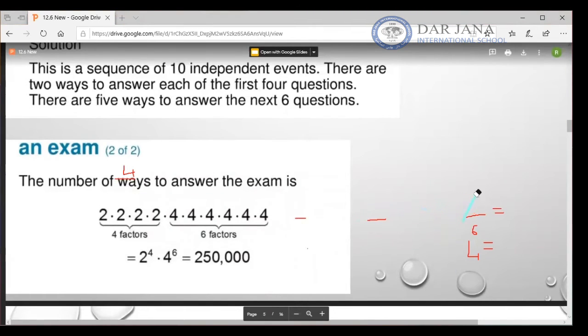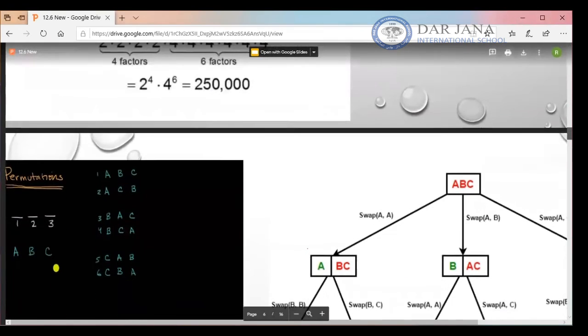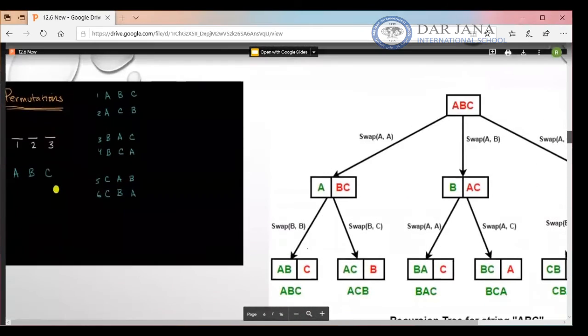Okay. Now till now, what we worked on, which concept? I have events, and I have choices, and I need to find the total amount, or the total choices, that I have. Now let's start this thing: permutations.